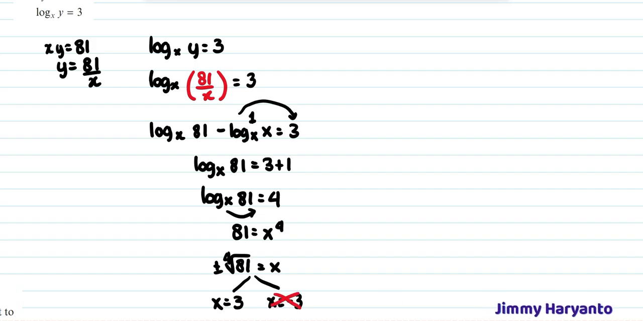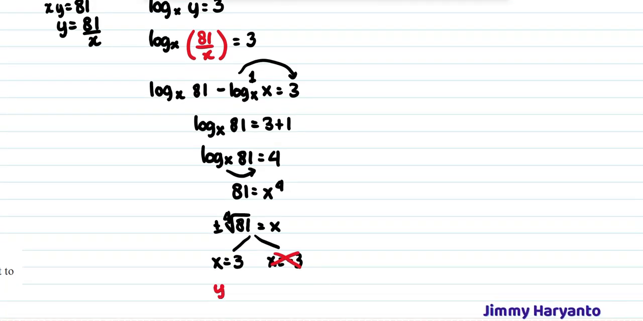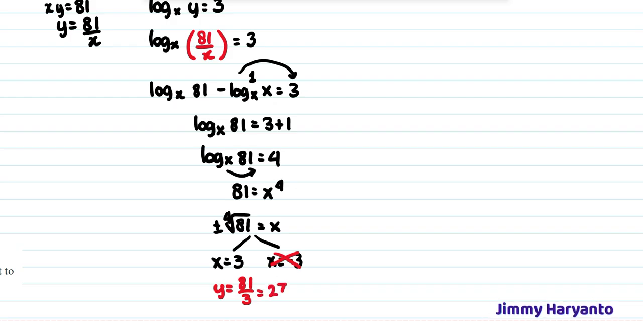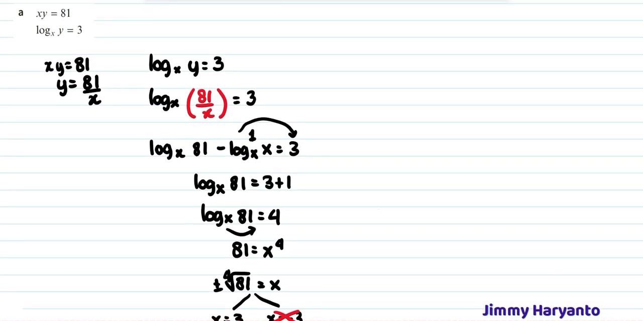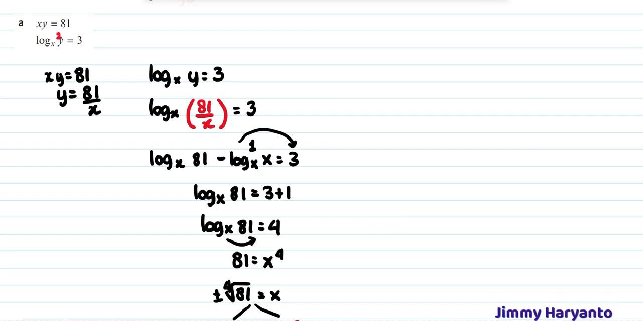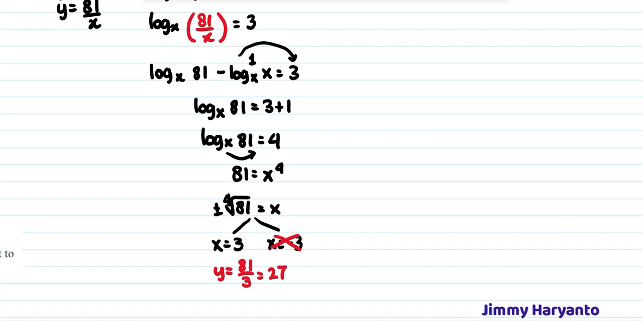And then the y, we're not finished yet. For the y, it's 81 over x, just insert it. You'll have 27 as the result. When you insert it like here, you'll get positive numbers of logarithm, so that's okay. The final answer is x equals 3 and y equals 27.